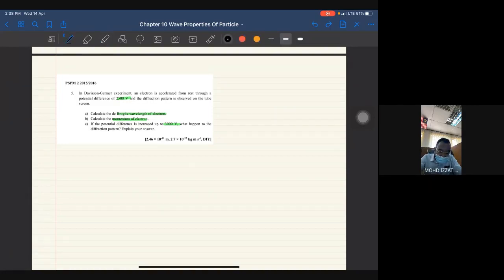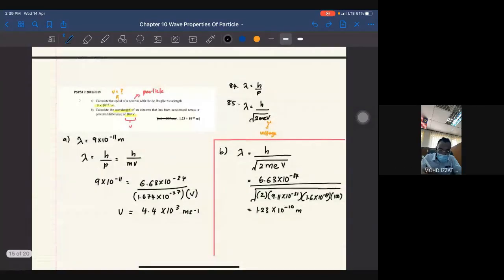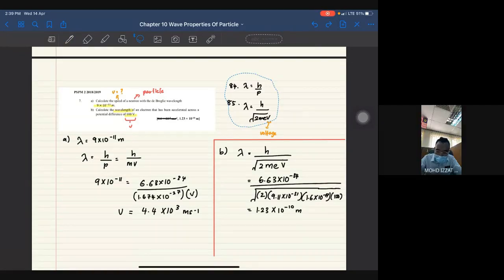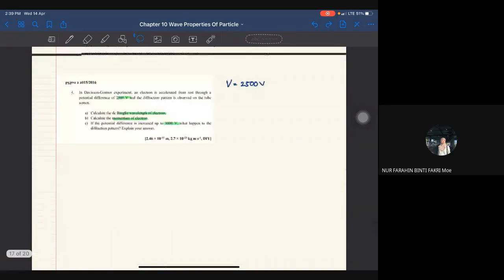Okay, now, the potential difference 2,500 tu, that one is apa? Quantity apa? V sir. Yes, V voltage yang lebih besar. So that one is 2,500 volt. Calculate the de Broglie wavelength of electron. Okay, which formula that you want to use? Someone copy this one. So h over mv. Yeah, yang 85 tu sir.